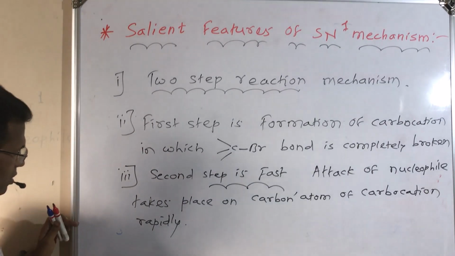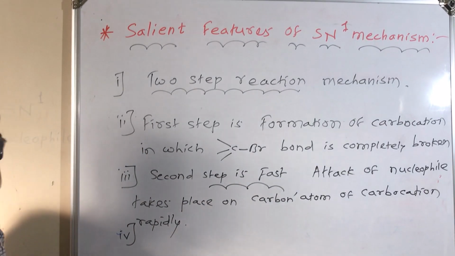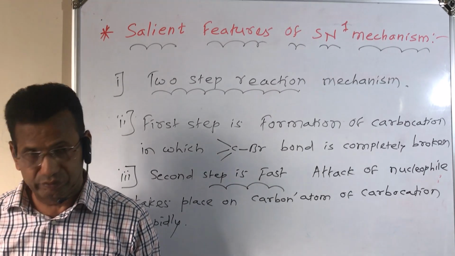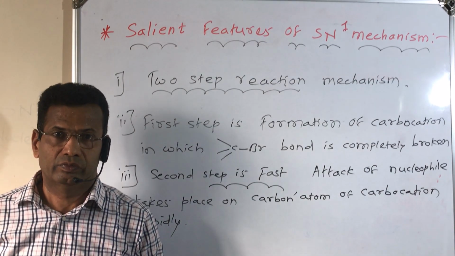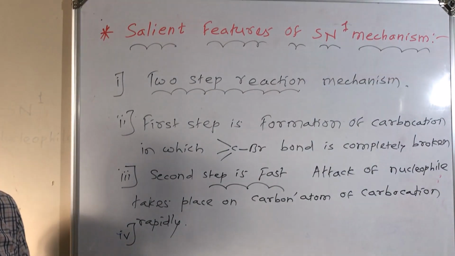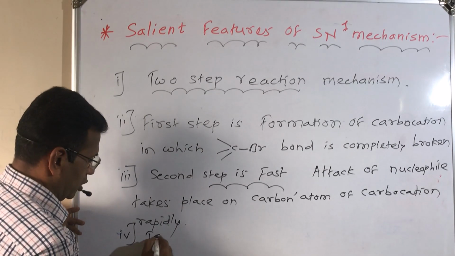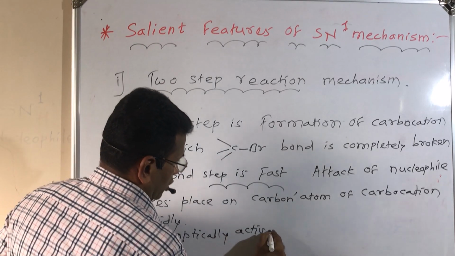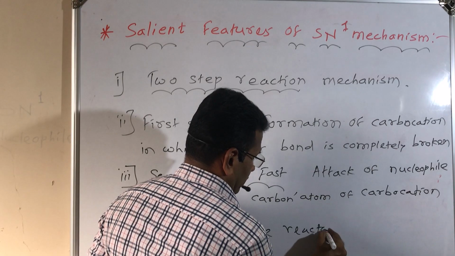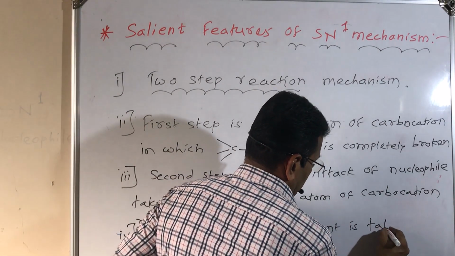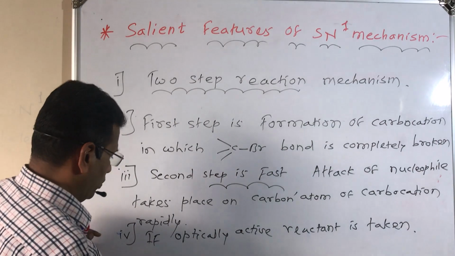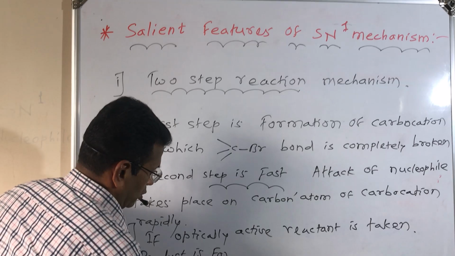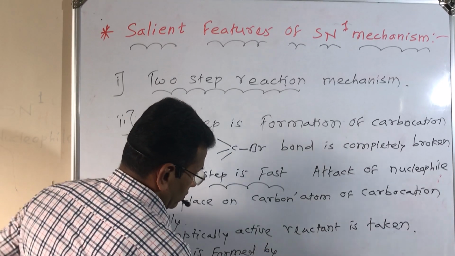Now fourth salient feature, when we are taking optically active reactant in SN1 reaction, product is formed by racemization. If optically active reactant is taken, product is formed by racemization.